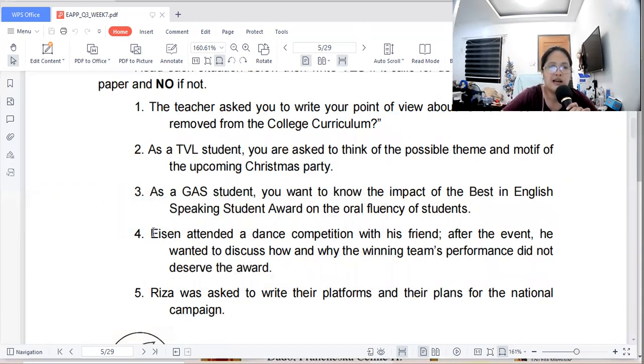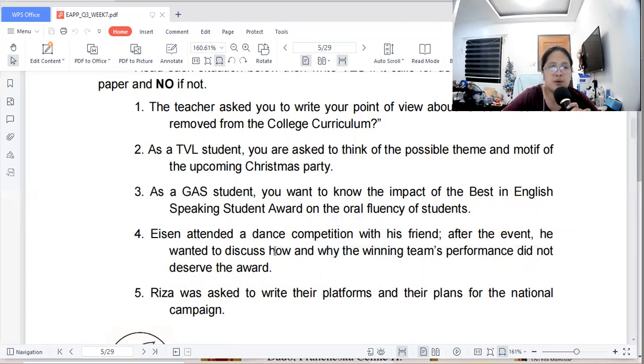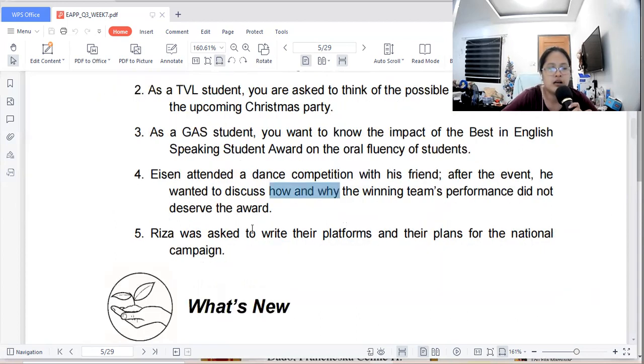Number four, Isen attended a dance competition with his friend. After the event, he wanted to discuss how and why the winning team's performance did not deserve the award. You have the words how and why, so that makes it not a concept paper topic. Number five, Riza was asked to write their platforms and their plans for the national campaign. There's the planning, writing something new, so it's a yes, because you will create a plan for a new concept.